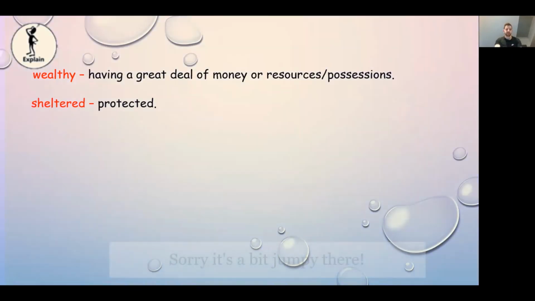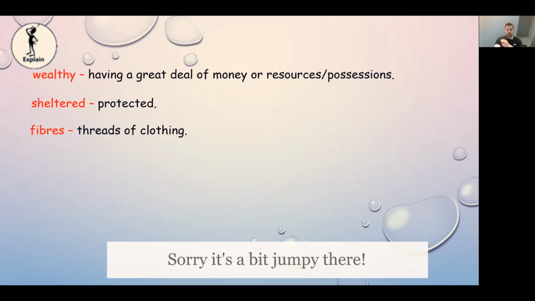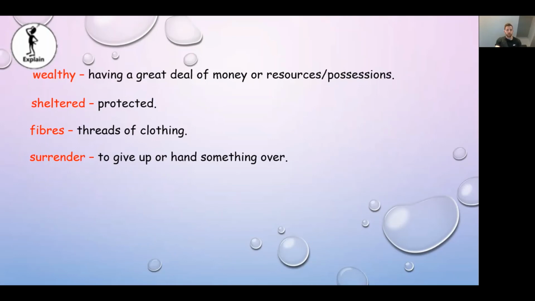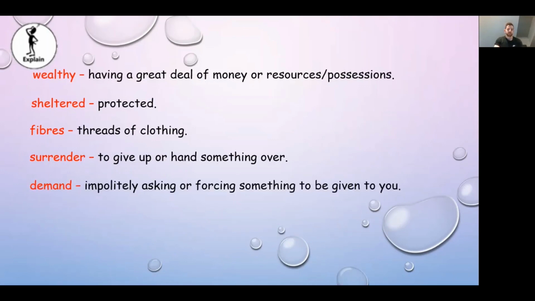Wealthy means having lots of money, resources or possessions. Sheltered means protected. Fibres are threads of clothing. Surrender is when you give up or hand something over. Demand is impolitely asking or forcing something to be given to you. And piercing, in this context, in this story, means it was loud and often high pitched. If you remember, Little John whistled when the time was ready to ambush, and it was loud and high pitched, like an alarm. And the word broad means wide.